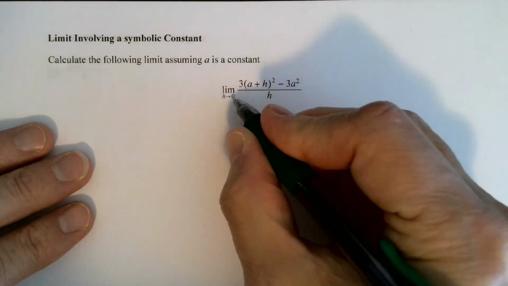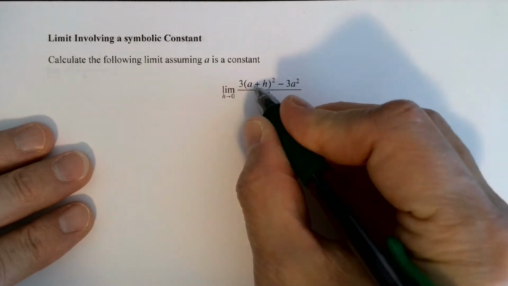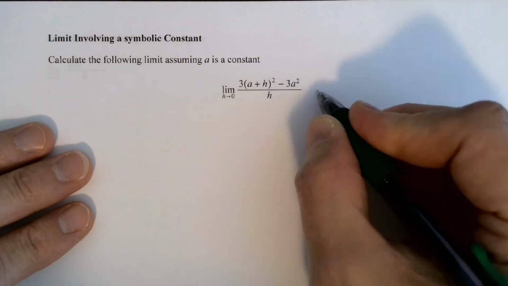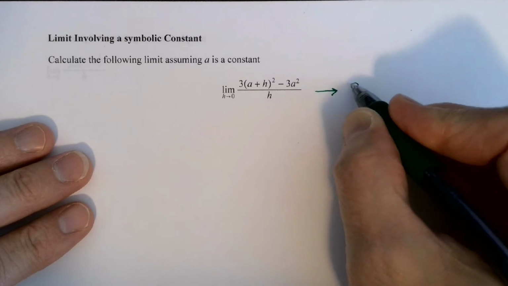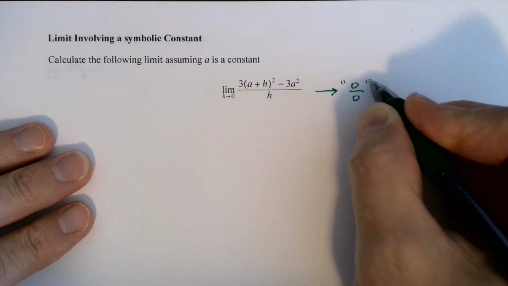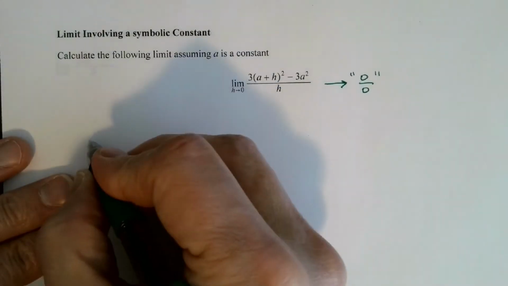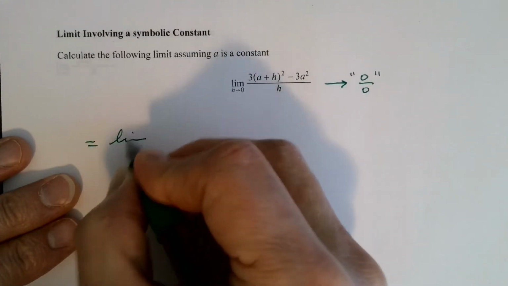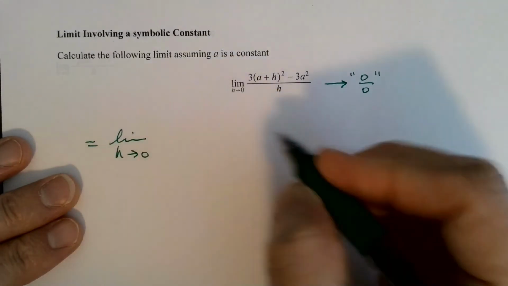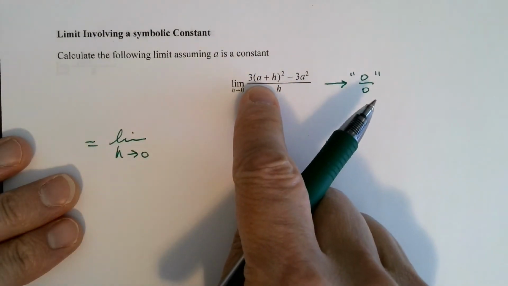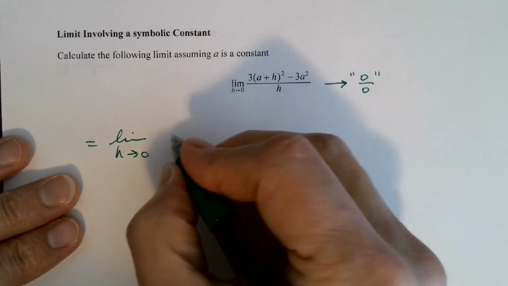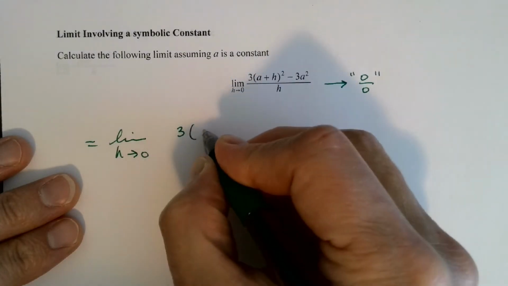But if I plug in h equals 0, what do I get? I get 3a squared minus 3a squared is 0. And of course in the denominator I get 0, and it's indeterminate. So we're going to do some work here. Don't forget my limit sign. What can I do? Well, I can expand a plus h. I hope everyone knows how to expand a plus h by now.